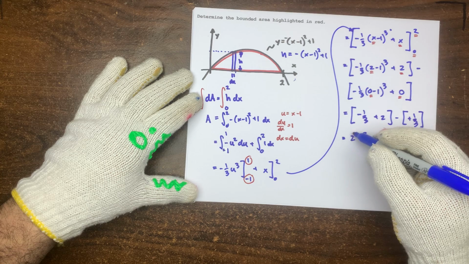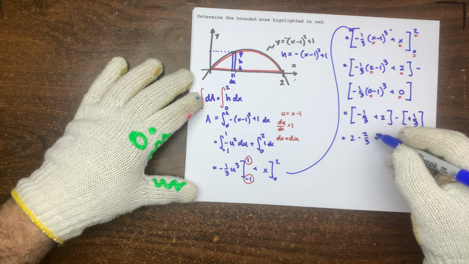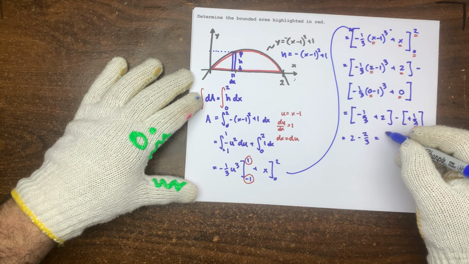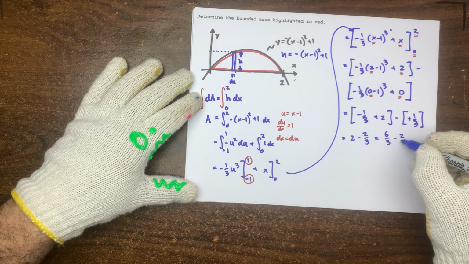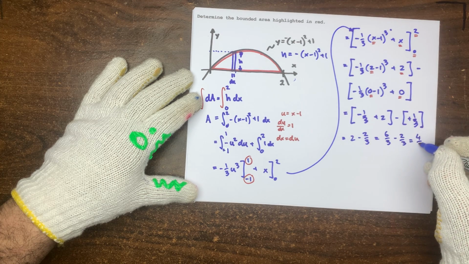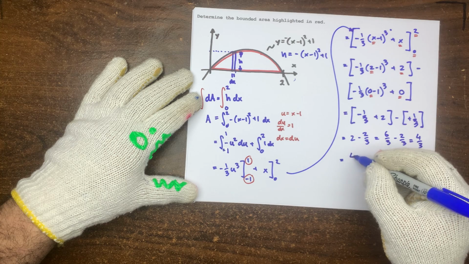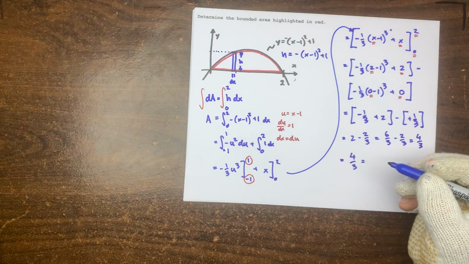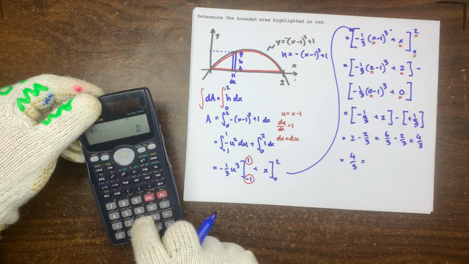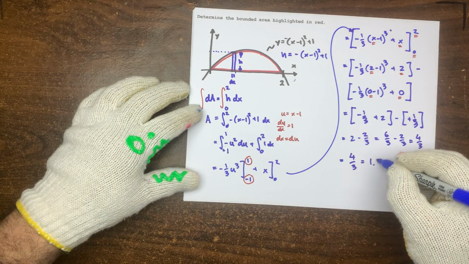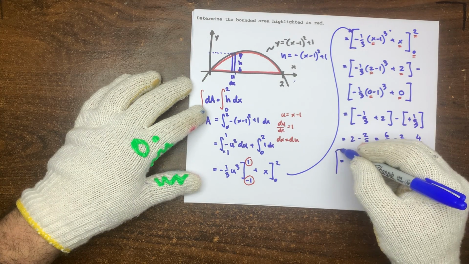Yeah, because 2 is equal to 6/3 minus 2/3. Yeah, it's 4/3. Okay, so it's equal to 4 divided by 3. And in decimal form, that would be equal to, I think it's 1.3. Yeah, 1.3 repeating. And there is your answer.